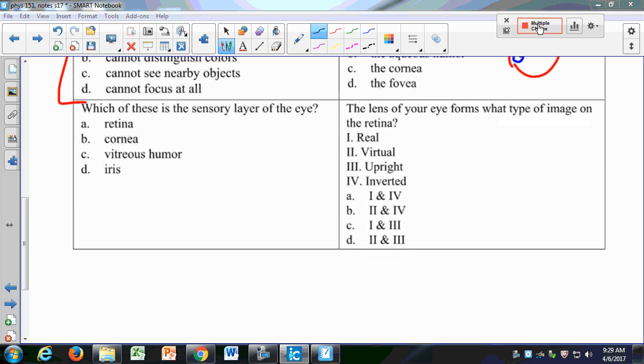And then what type of image does the retina form? Or what type of image is on the retina? Is it real, virtual, upright, inverted? I don't know if I gave this to you. We might have said it in passing. It certainly came up in your reading. It did say it clearly, right?